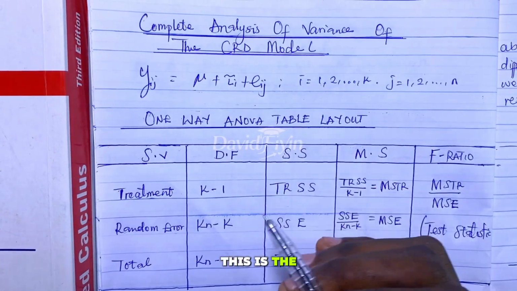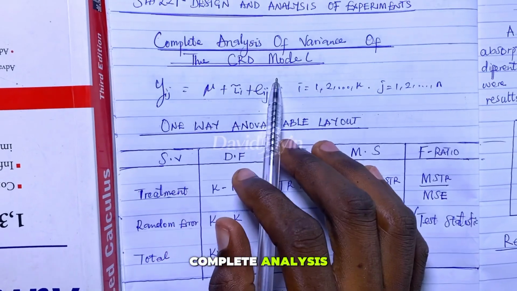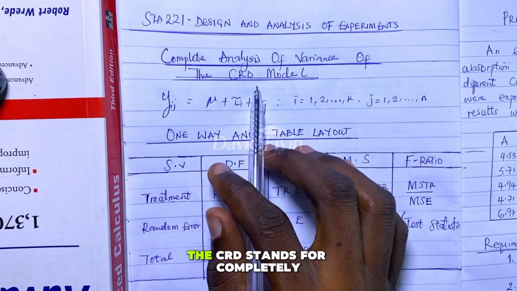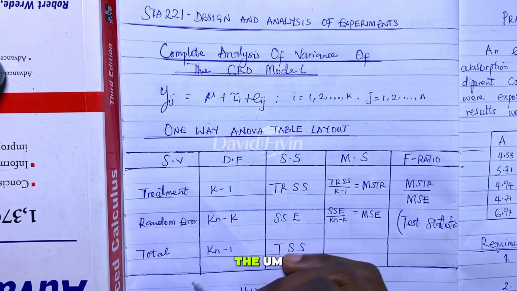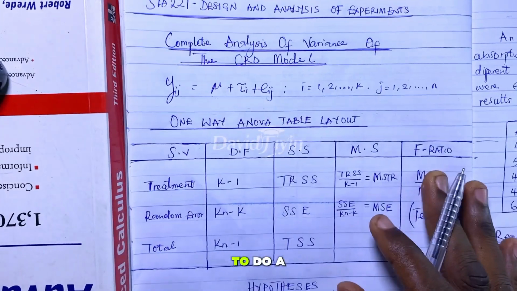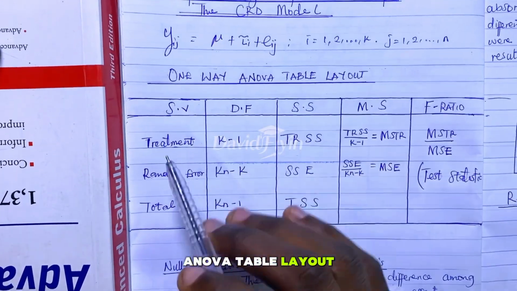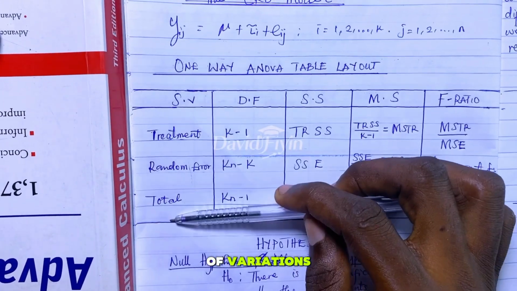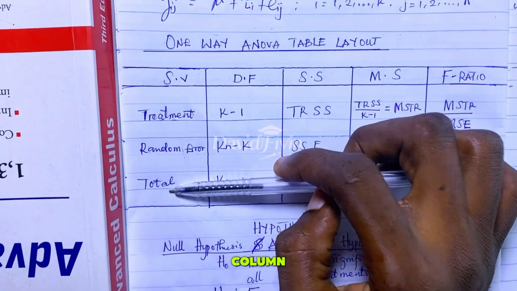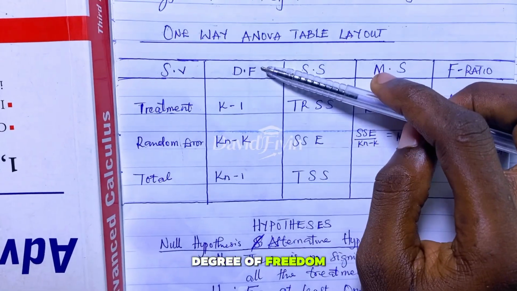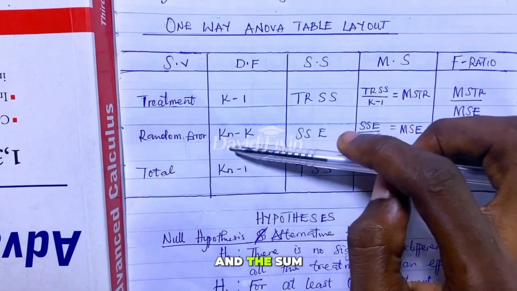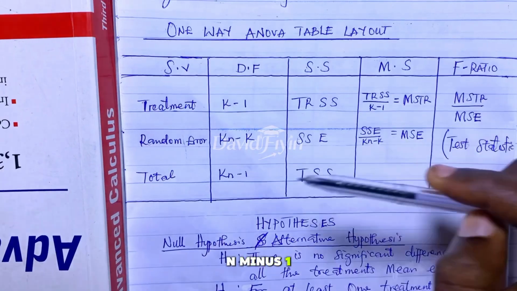This is the technique that is used in the complete analysis of a completely randomized design. CRD stands for Completely Randomized Design. So the one-way ANOVA table is the method of analysis that is used to do a complete analysis of the CRD. This is the one-way ANOVA table layout, and the first column contains the sources of variation: the treatment, the random error, and the total. Then the second column contains the degrees of freedom. We have k-1 degrees of freedom, kn-k degrees of freedom, and the sum of these gives us a total of kn-1 degrees of freedom.